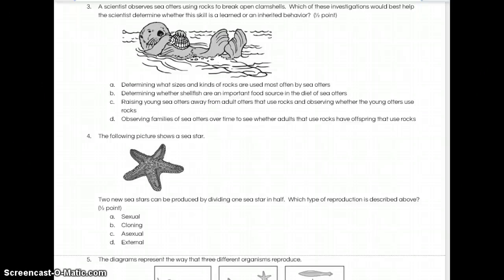Number 4. The following picture shows a sea star. 2 new sea stars can be produced by dividing one sea star in half. Which type of reproduction is described above? A. Sexual. B. Cloning. C. Asexual. D. External.